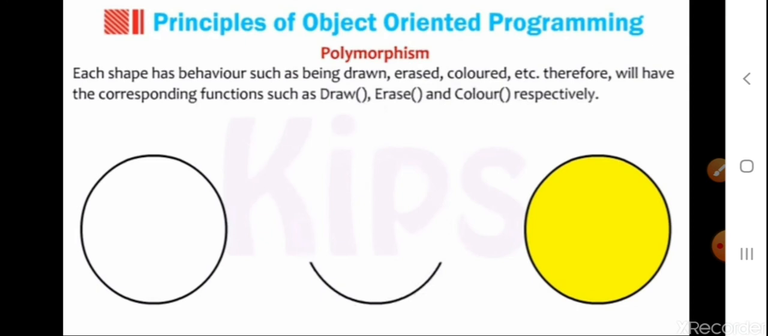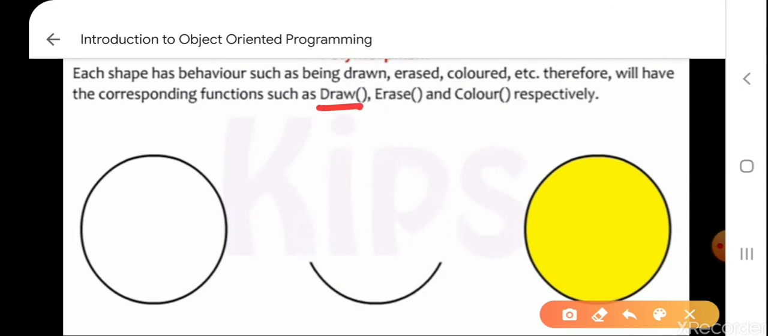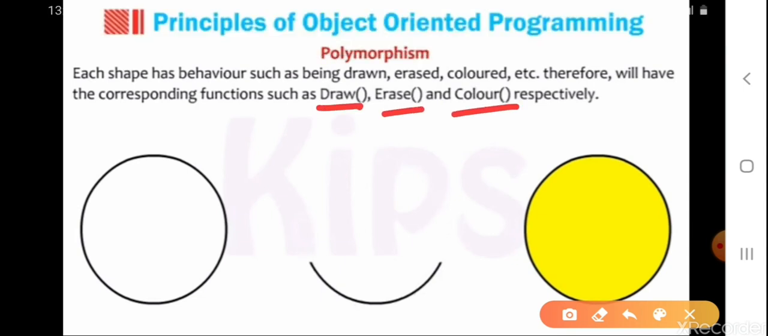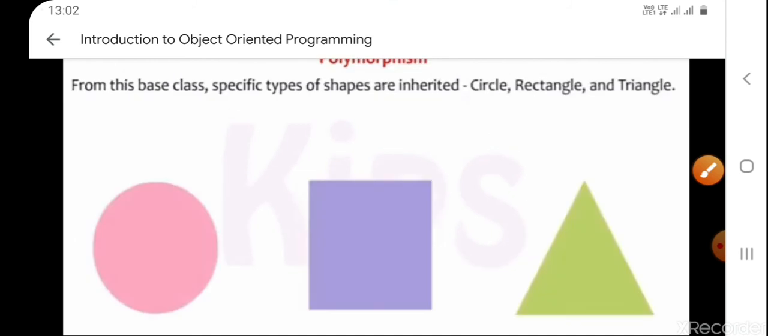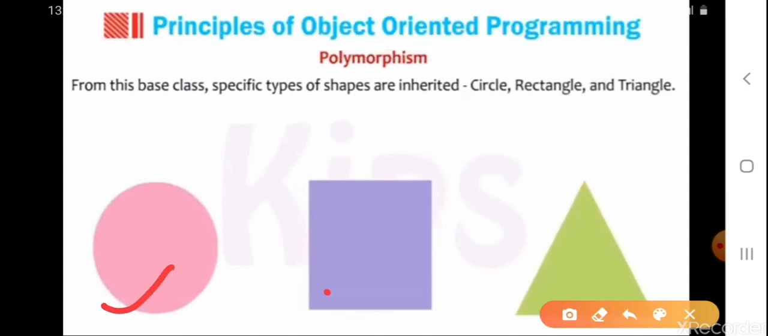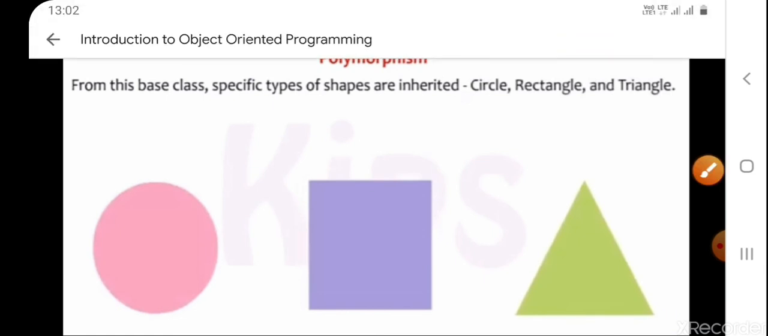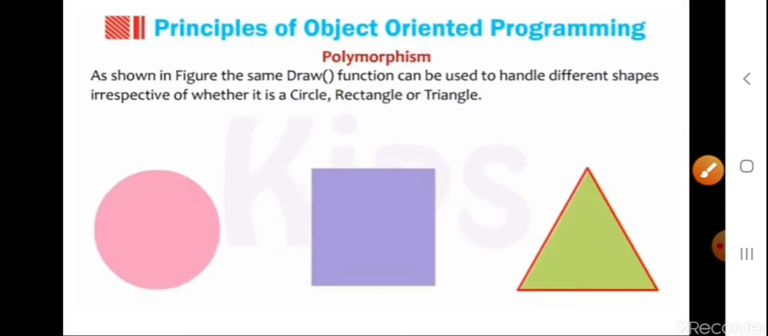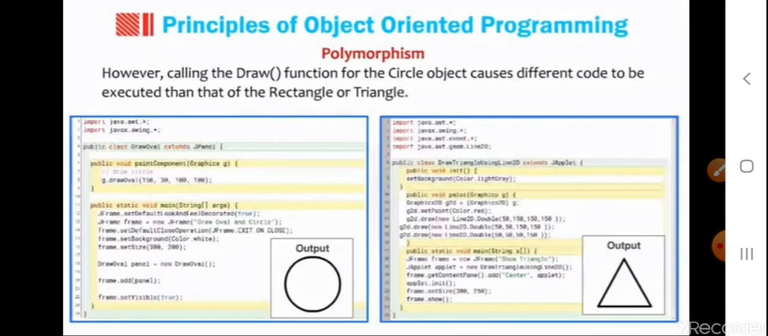Therefore, it will have the corresponding functions such as draw. This is the draw function, this is the erase function, and this is the color function. Now, from this base class, specific types of shapes can be inherited, like the circle, the rectangle or the triangle. As shown in the figure, the same draw function can be used to handle different types of shapes irrespective of whether it is a circle, rectangle or a triangle.